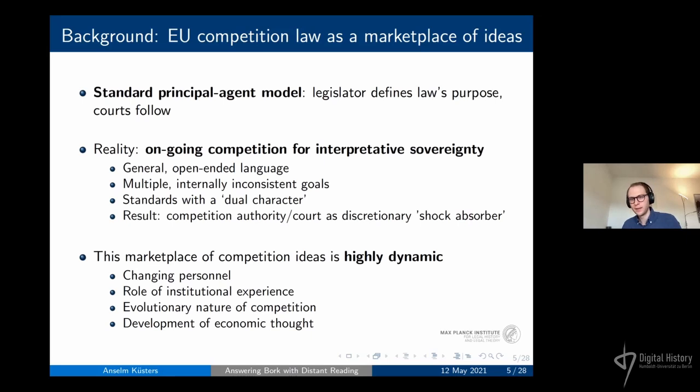And there might be a change over time because, of course, this marketplace of competition ideas is highly dynamic. The persons are changing in the commission, the judges are changing in the court. Of course, over time, there's also some institutional experiences that are built in the commission. And of course, the phenomenon of competition itself changes. So competition in the non-digital age was very different from the way it is nowadays. So all of this means it's interesting to see if there are any shifts over the course of time. And as I will argue, there was one big shift.